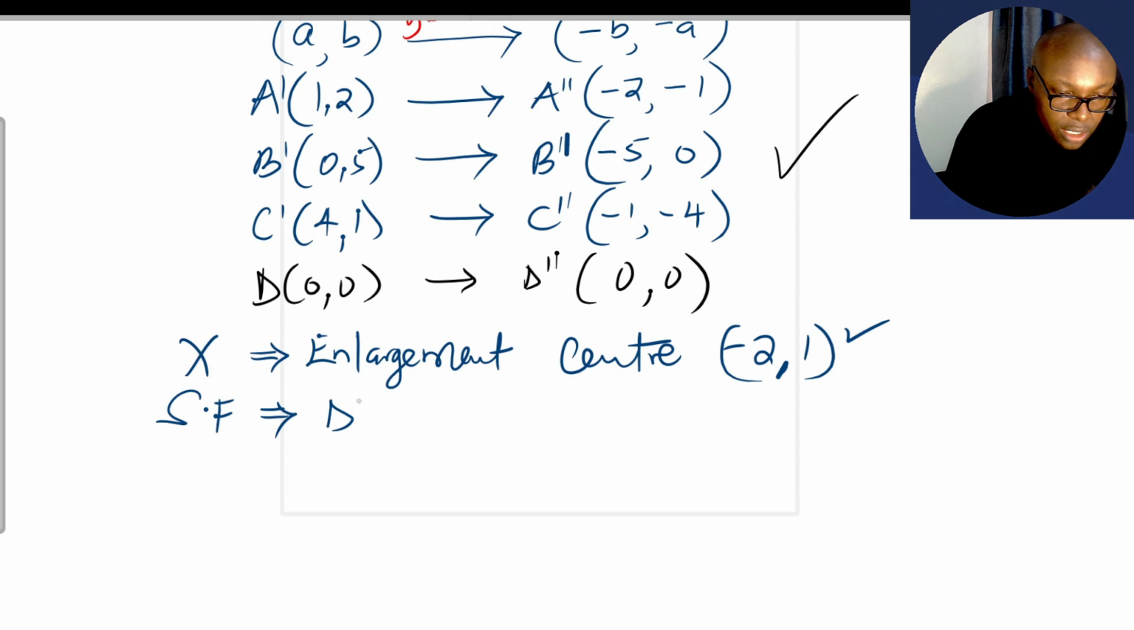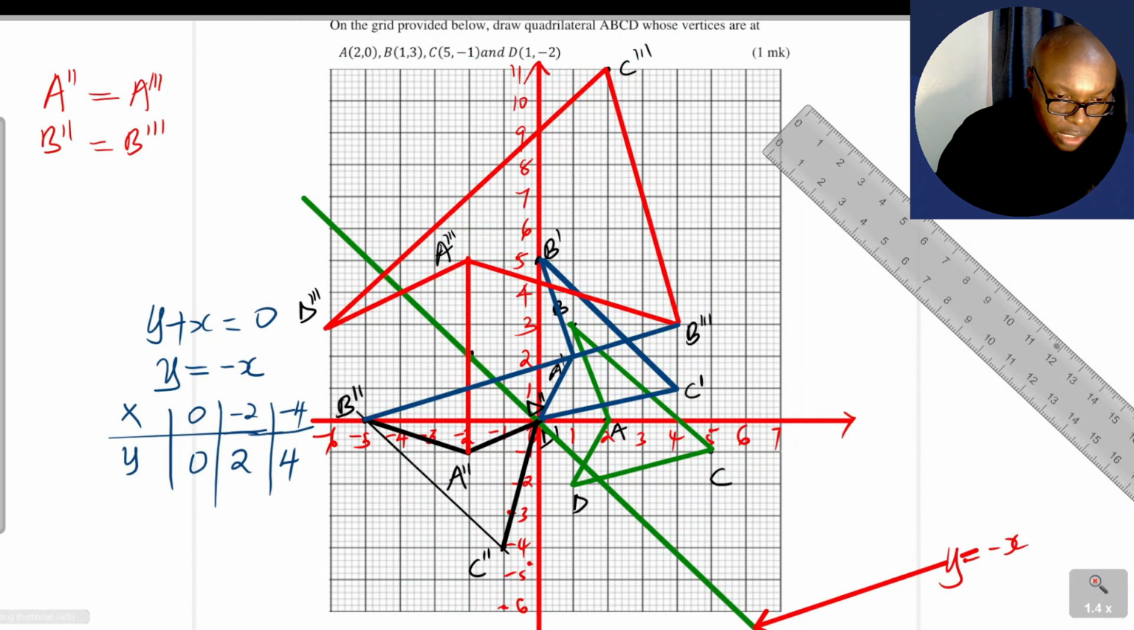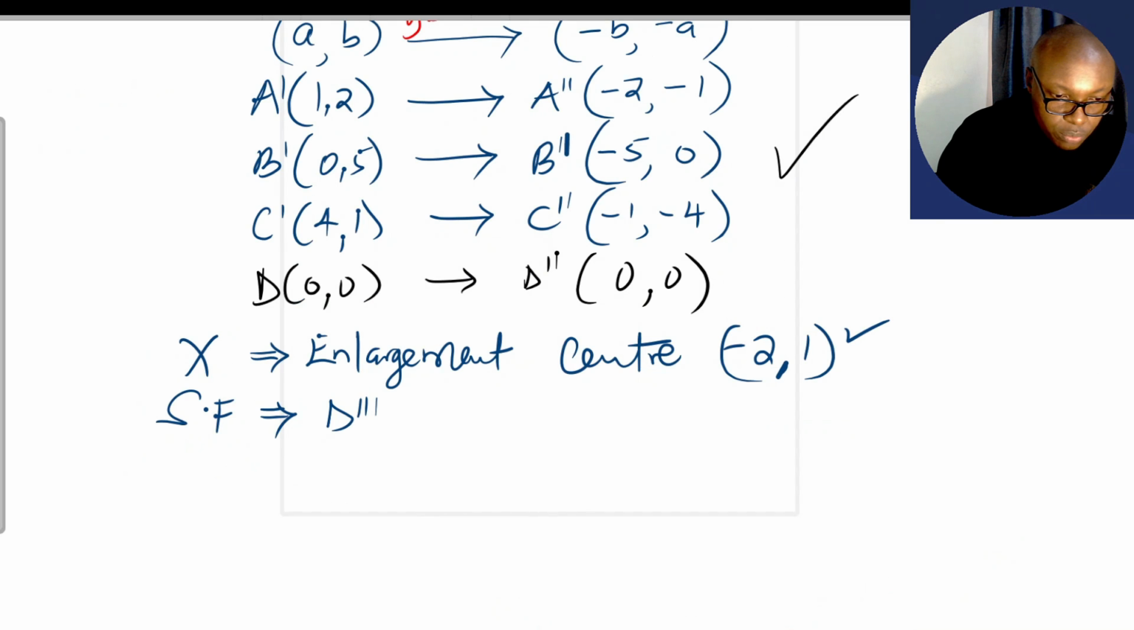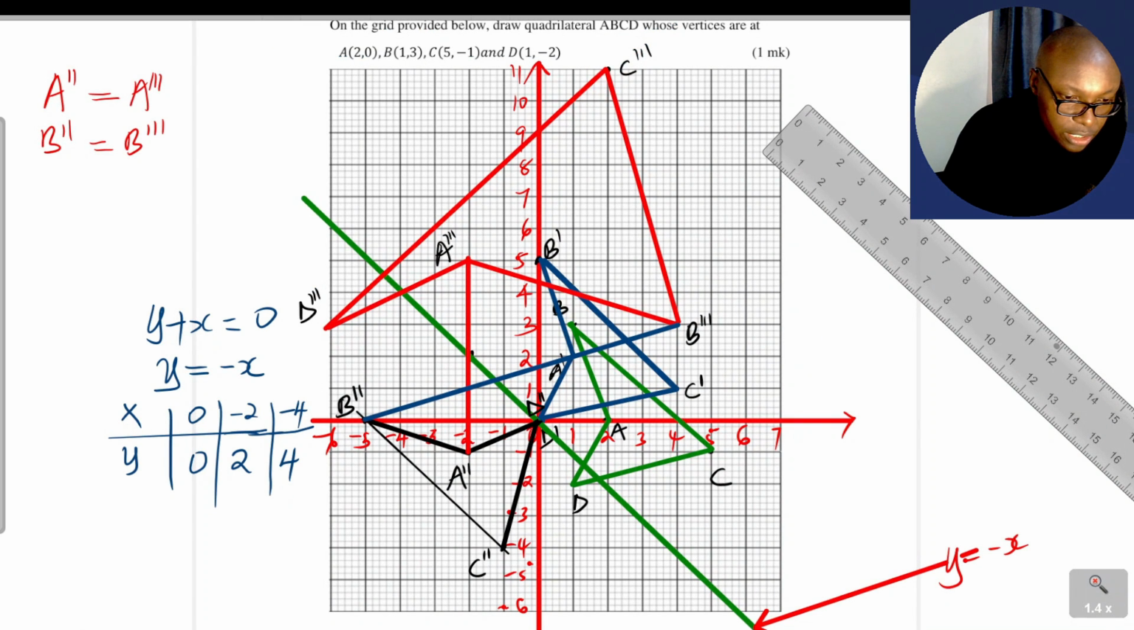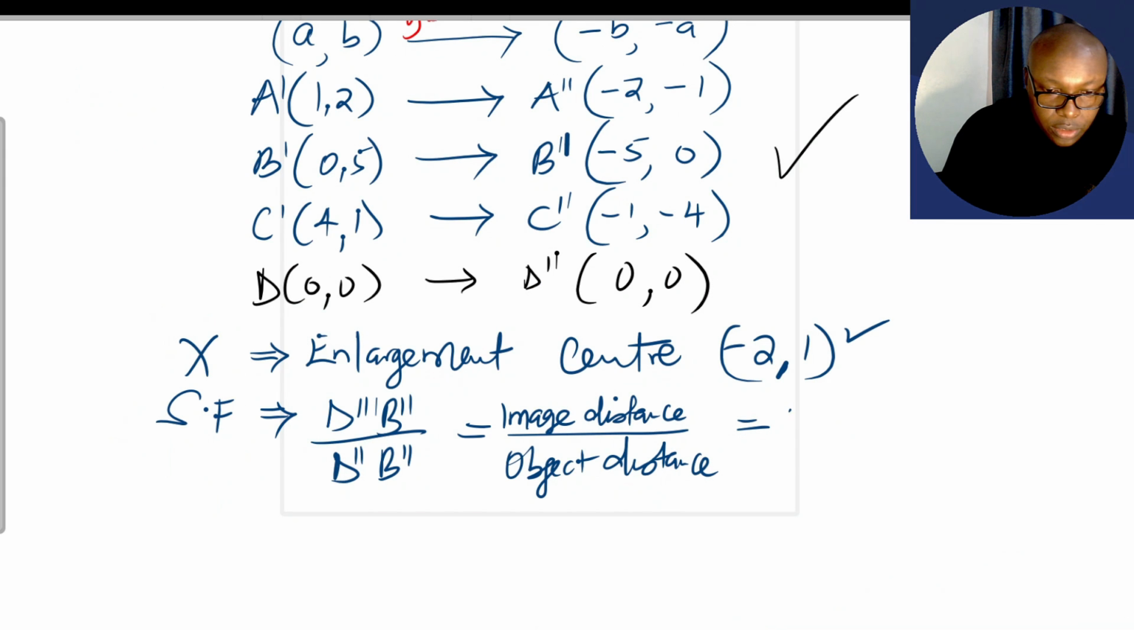You can just count the length and get the length. D3 to B3 divided by D2, B2. So this is the image distance that you've picked, over the object distance. So just count the number of squares between D3 and B3. So this is 1, 2, 3, 4, 5, 6, 7, 8, 9, 10. Those are 10. Just write 10 there.